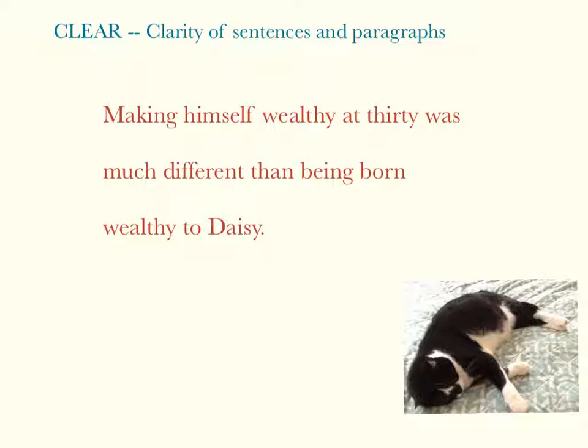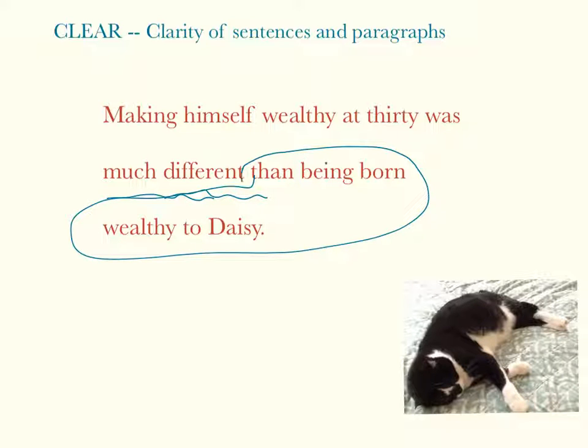So welcome back. What's unclear here is that making himself wealthy at 30 was much different. The much different is a little unclear. Than being born wealthy to Daisy. This is the most unclear part. So it sounds like whoever the he is, in this case Gatsby, was perhaps born to Daisy. Born wealthy to Daisy? The to Daisy dangling at the end there is very unclear.